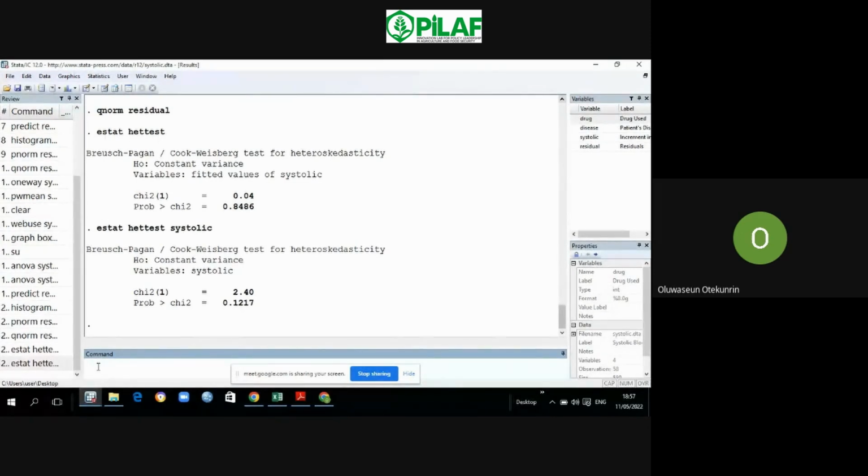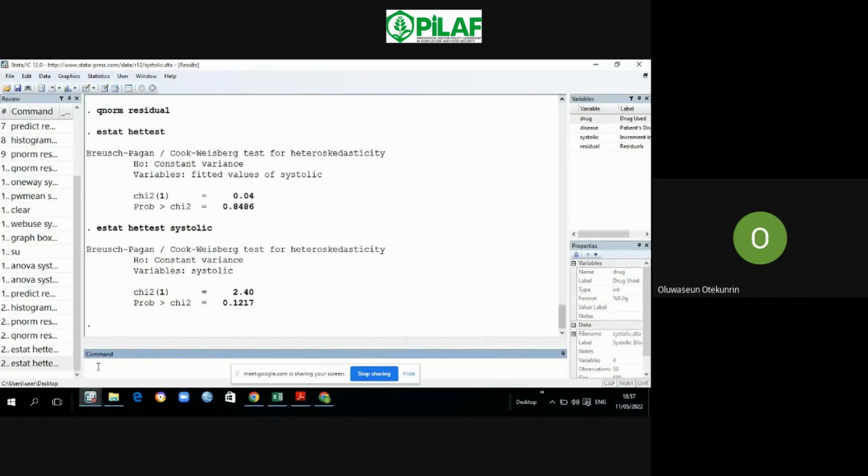If you want to go via the menu, it's a lot of steps, especially for Stata 14 and others. That's why I didn't include it. I believe this one is very straightforward, just like your pnorm residual, qnorm residual. Just type this estat test, your dependent variable, and you are good to go.